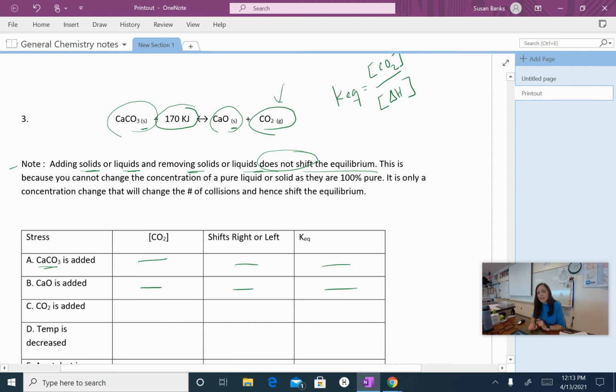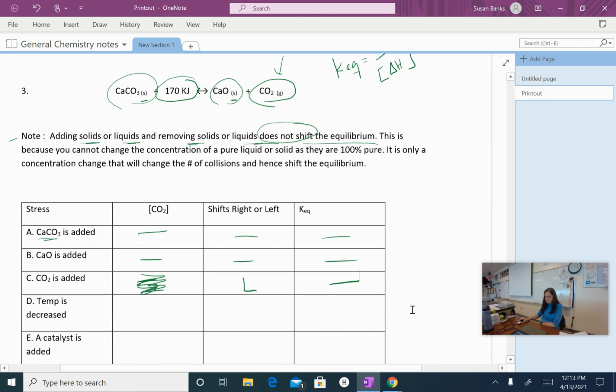Carbon dioxide, on the other hand, is a gas. So if I add carbon dioxide, I'm making my product side heavy. So I need to make my reactant side heavier to match it. So I'm going to shift left. And since carbon dioxide is what we're talking about, I'm not going to do anything with that. And my equilibrium constant is not going to shift because I have not changed the temperature. Remember, temperature is the only thing that can change that equilibrium constant.